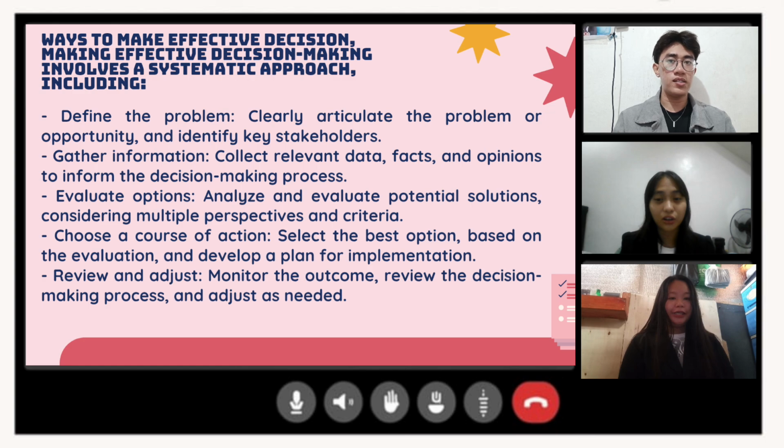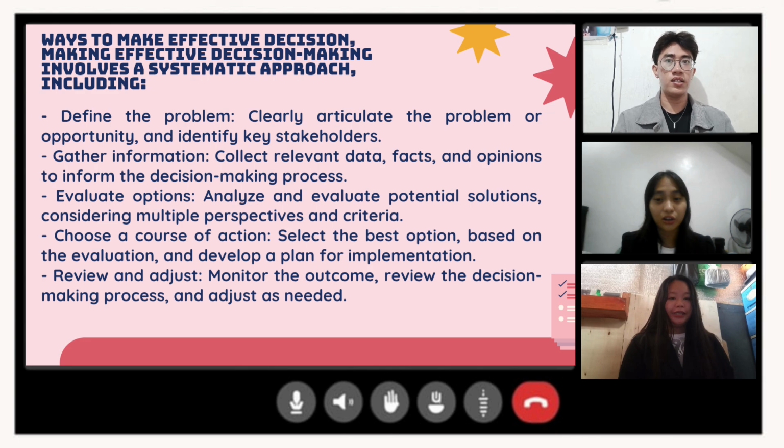Number 3 is evaluate options. After mo mag-gather ng information, it's time na i-explore yung mga possible solutions. Decision makers must brainstorm a range of options, then analyze each one by considering its advantages, disadvantages, cost, impact, and long-term effects. These steps help avoid quick or biased decisions.